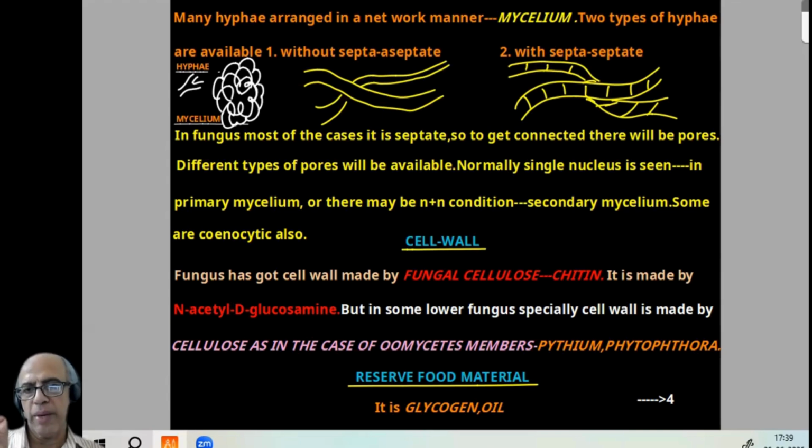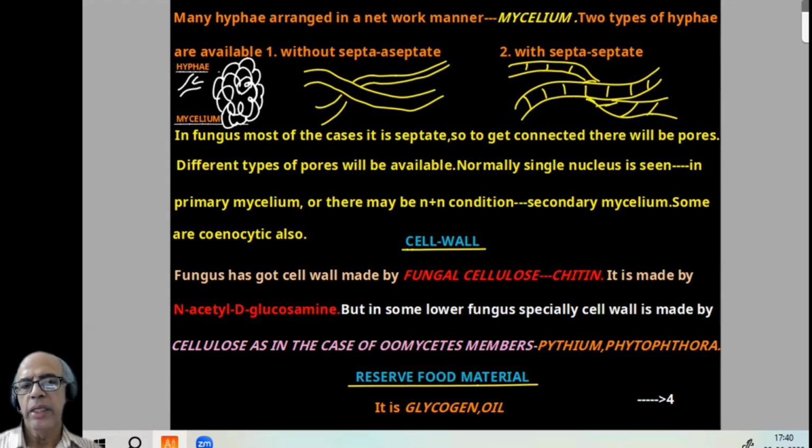Cellulose is a characteristic of the plant side. But in certain lower fungi, we can find the cell wall is made up of cellulose. A typical example is the earlier groups of fungi like Oomycetes, primitive members that include Pythium and Phytophthora, where the cell wall is made up of cellulose. Normally, the cell wall in fungi is chitin.